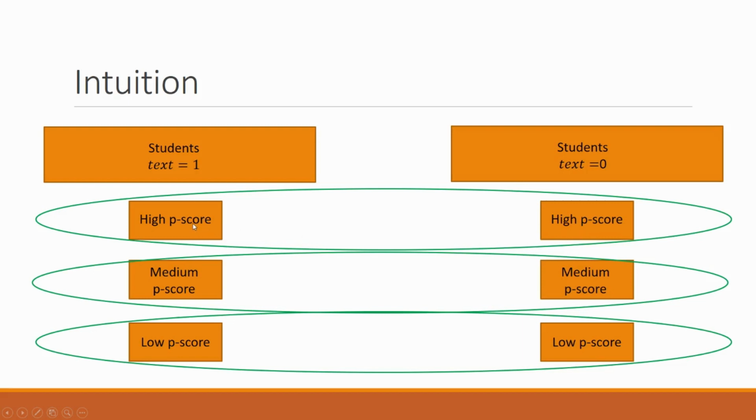The idea is that if students have really similar p-scores, then they are comparable. They're the same on average, which means we have mimicked randomization by matching students based on their p-scores. If students have similar p-scores, they should be comparable on average, and we can compare them. We can create these matched pairs. So that's what we're going to do in propensity score matching.